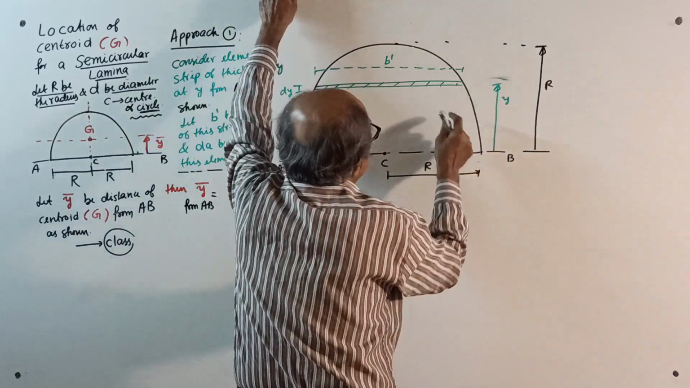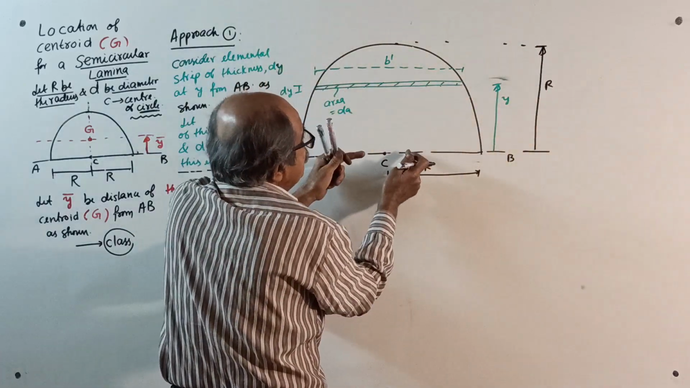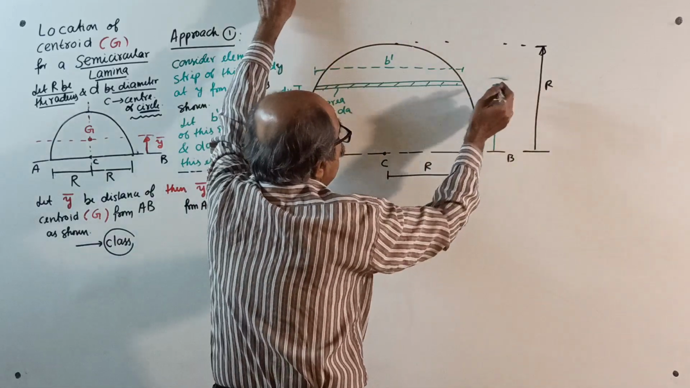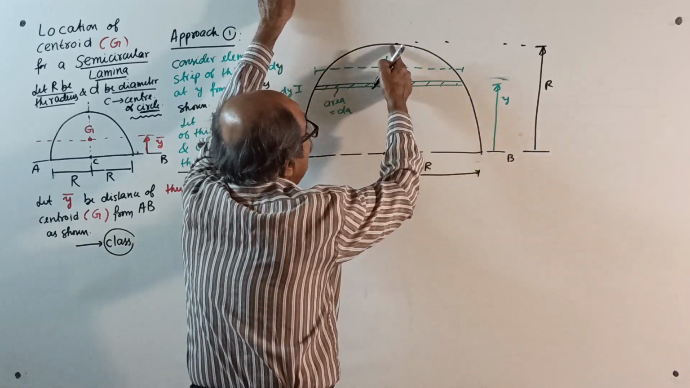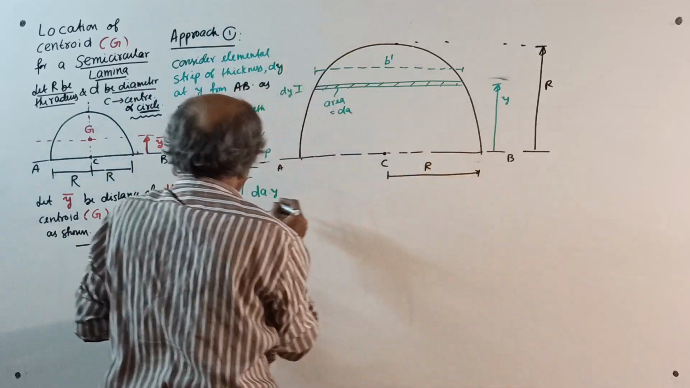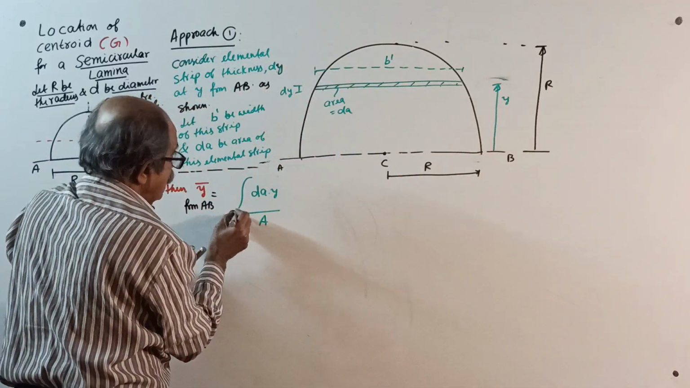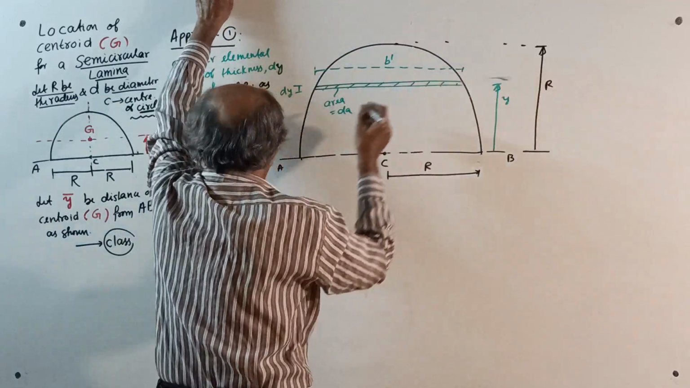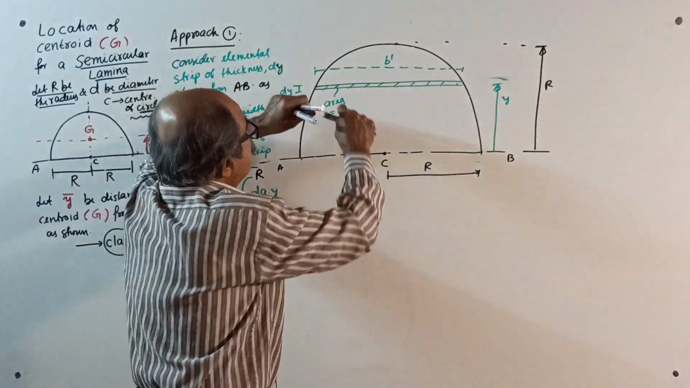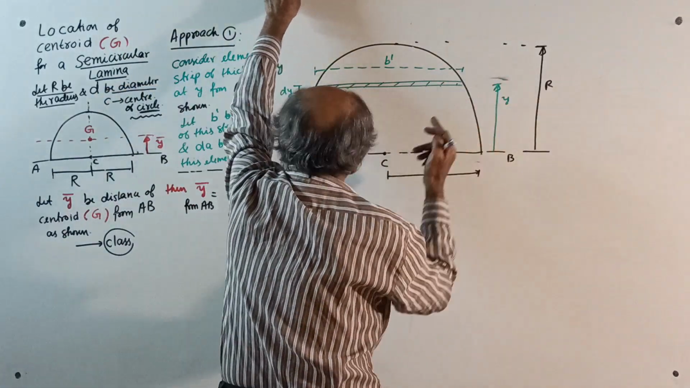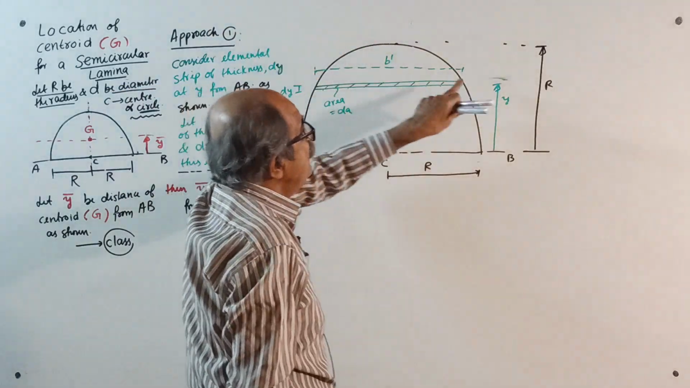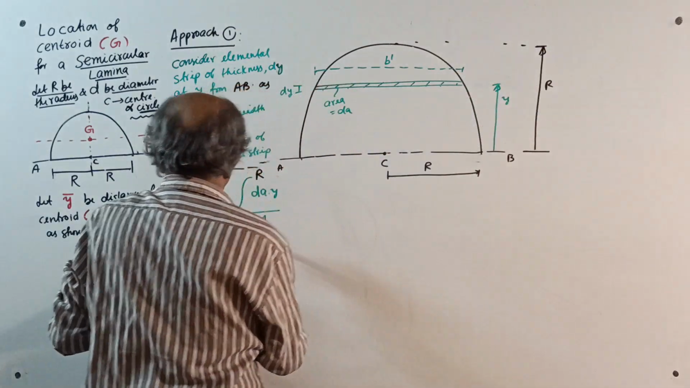So our strip is here. It starts at distance y from here. I want to cover the entire semicircle, so the variation of y is, at AB, y equal to 0, and at the extreme end, y equal to R. So the limit for y is 0 to R. This is the expression for y bar from AB.